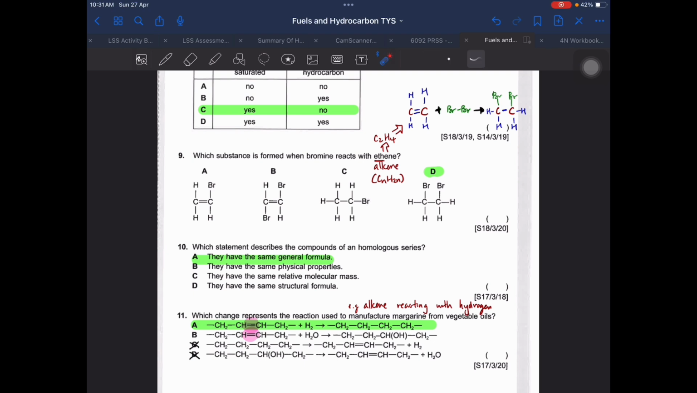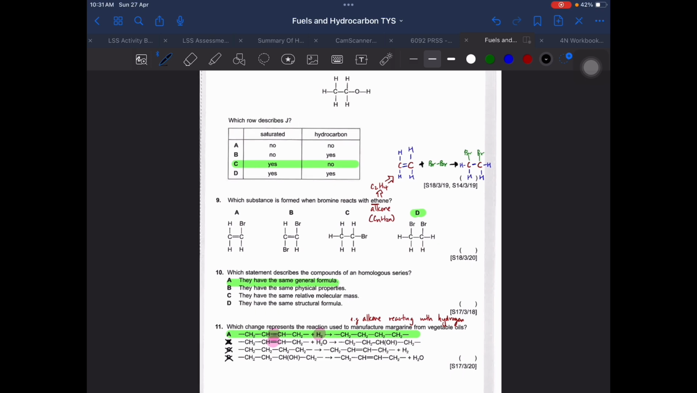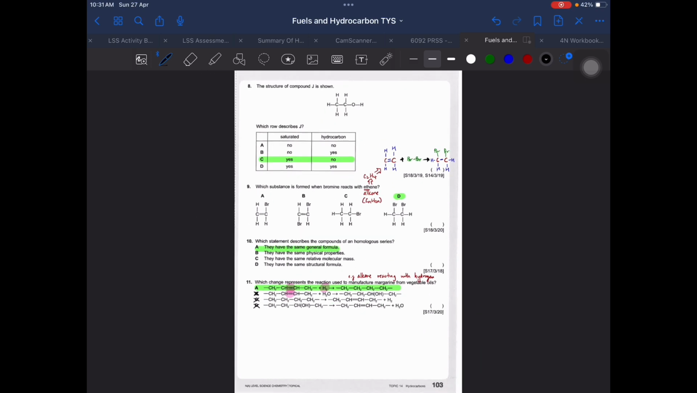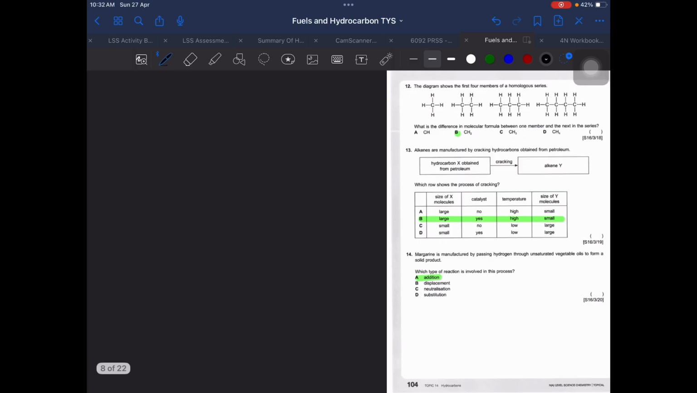Then, what is the difference? It's reacting with hydrogen. So you must also check that there is a hydrogen here. It cannot be H2O. It shouldn't be water. And that's why B is also out. And they end up with just option A as the answer. Right? So you realize that in MCQ, N-level likes to ask about this reaction between vegetable oil and hydrogen. They like to ask about unsaturated, saturated. Right? So these are the similar sorts of questions that they will ask about. Let's move on to page 104.